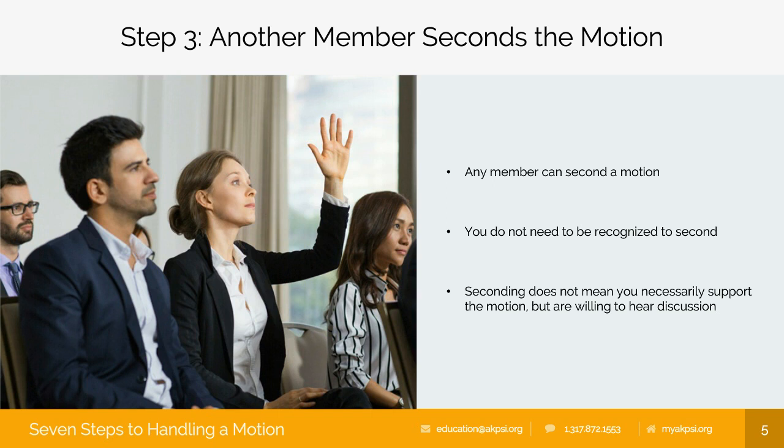After the motion has been made, it needs to be seconded by another member of the chapter. To second a motion, you do not need to be recognized by the chair. You simply need to state your second loud enough for the chair to hear you. The secretary does need to know who seconded the motion, so be sure to clearly stand and state your name or somehow indicate who is seconding the motion.